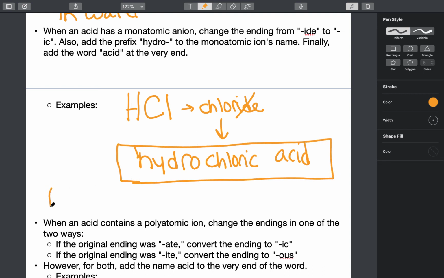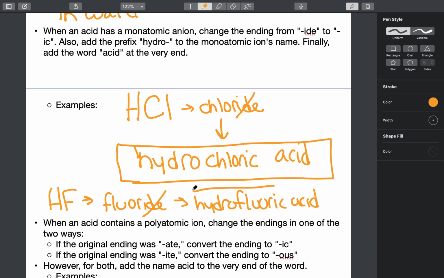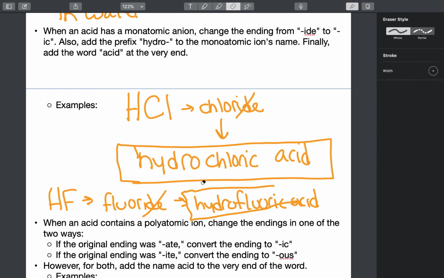So another one would be HF. In this case, you have fluoride, drop the "ide", and then you call it hydrofluoric acid. Oops, let's circle that a little bit better.